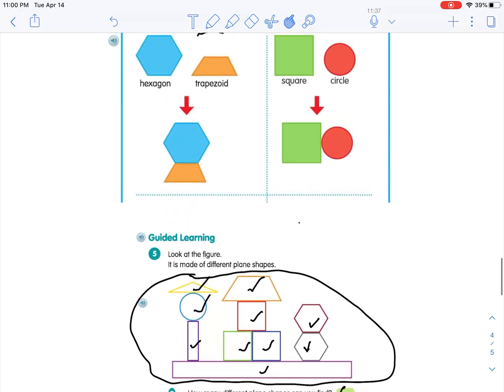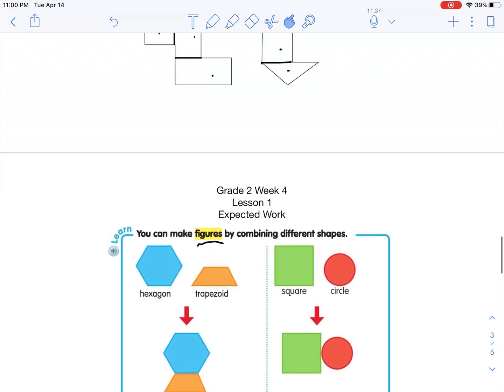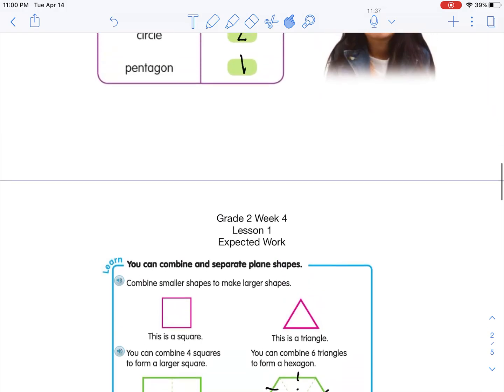And that is going to wrap up all our expected work pages for lesson 1, right?